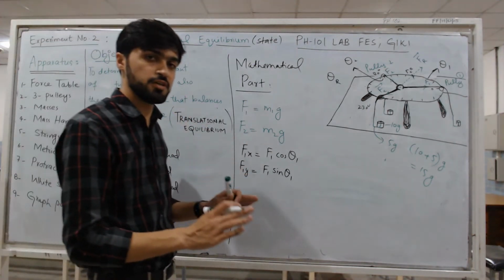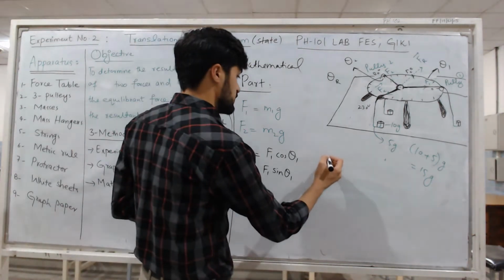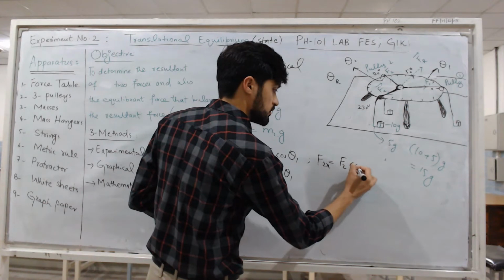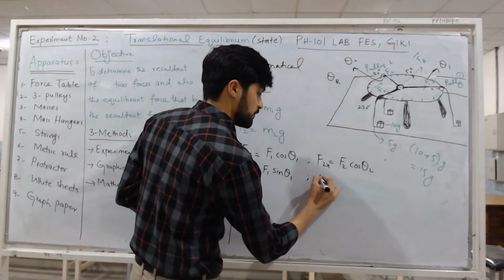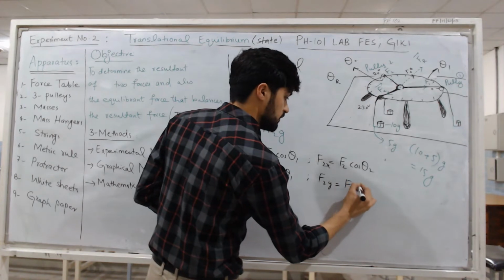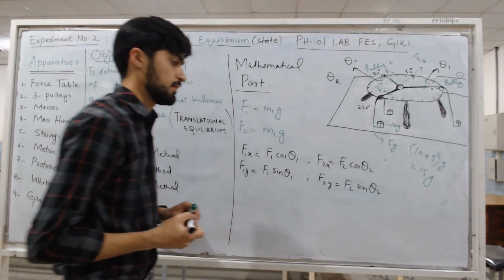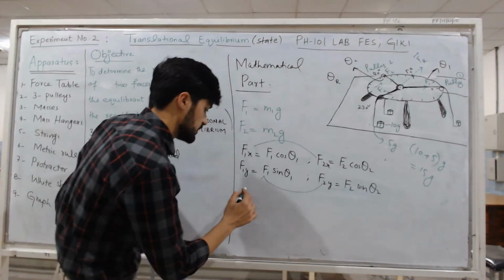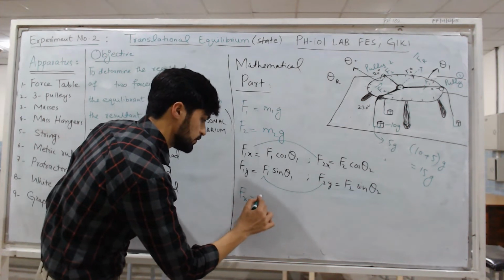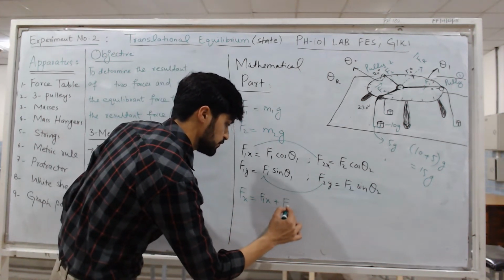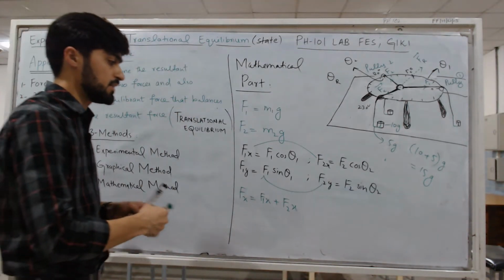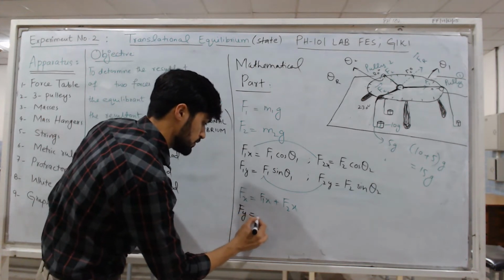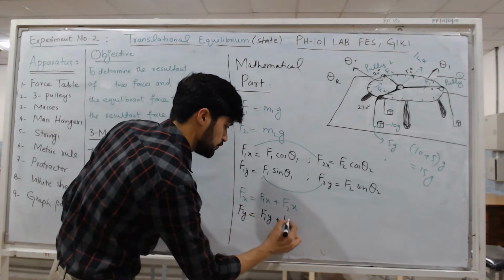We have to find the components for the mathematical method. Now for F2, similarly, F2x is equal to F2 cos of theta 2, and F2y is equal to F2 sine of theta 2. Now we will add the corresponding components, the x components and the y components. So this will give Fx is equal to F1x plus F2x. Now we will add the y components of the two forces. So it will give Fy is equal to F1y plus F2y.